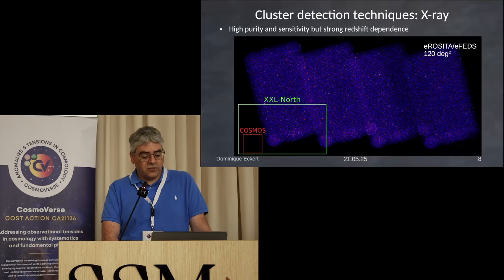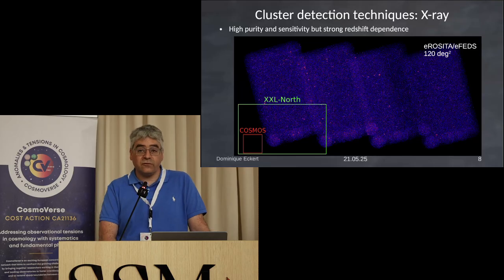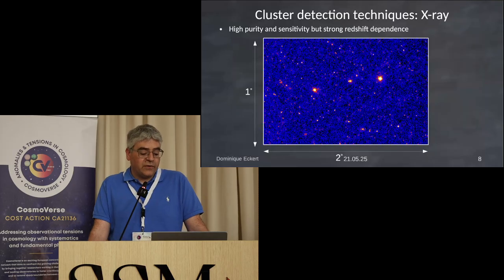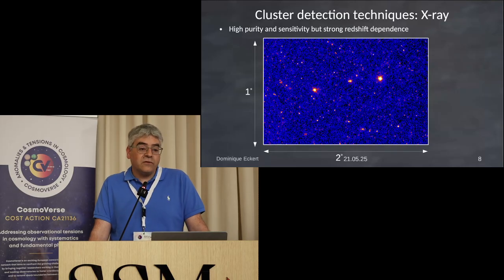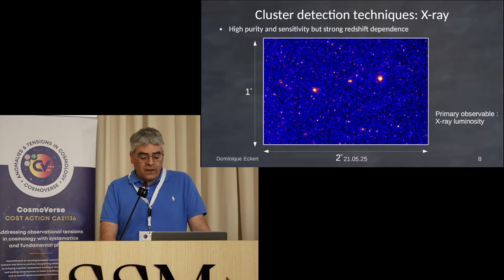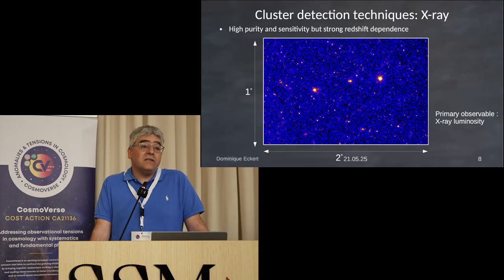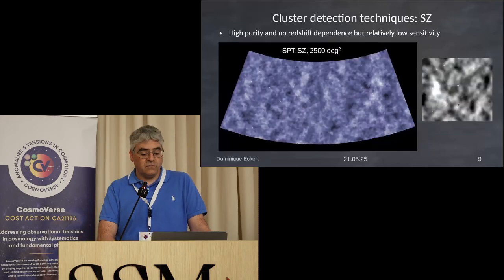Here I'm just showing an image of the so-called eFEDS survey, which is the first survey that was done by eROSITA at the beginning of the mission, covering 120 square degrees. And if you zoom in on some patch of the survey, this is what you see. You have essentially two types of sources. You have point sources, which are AGN, and you have extended sources, which are clusters. And your primary observable in this case is the luminosity of these systems in the X-rays, which we think is a proxy of the mass of the halo.